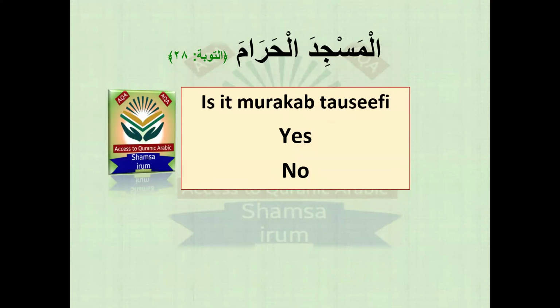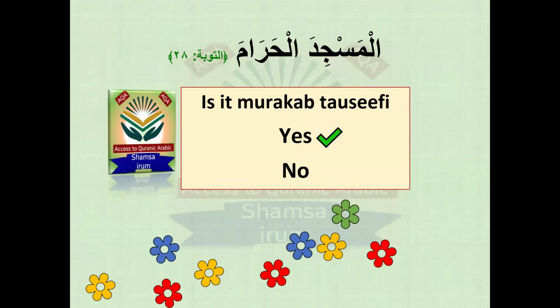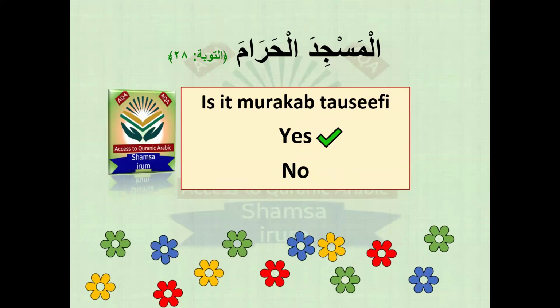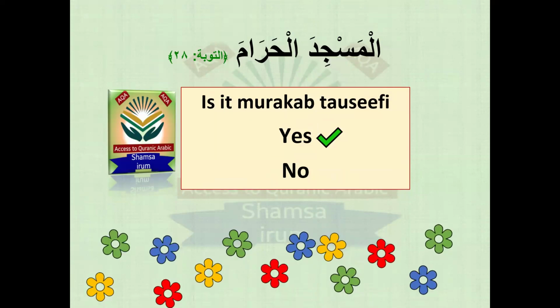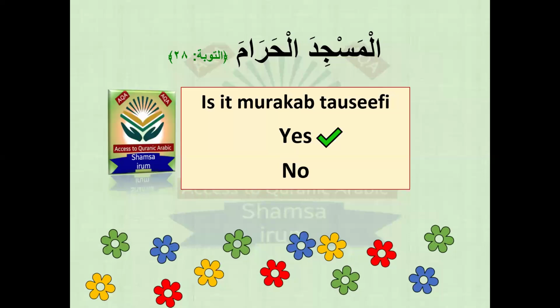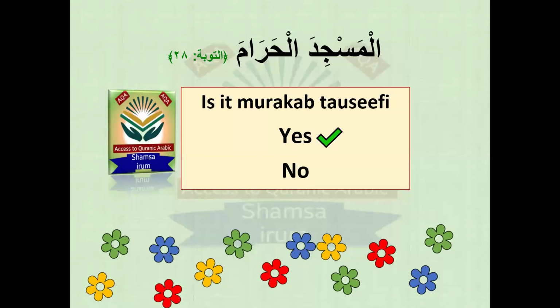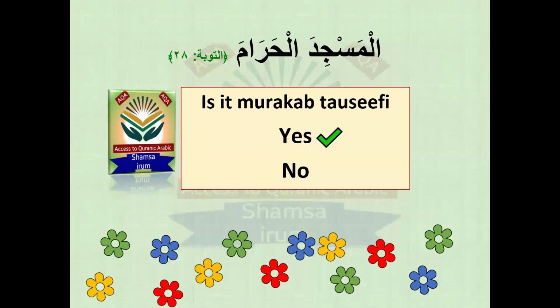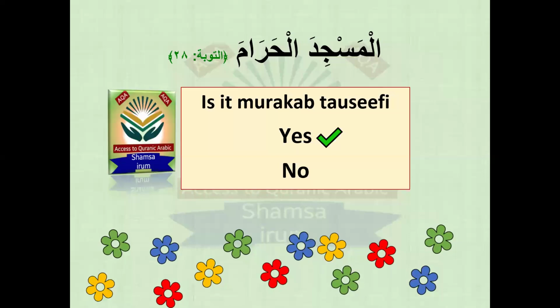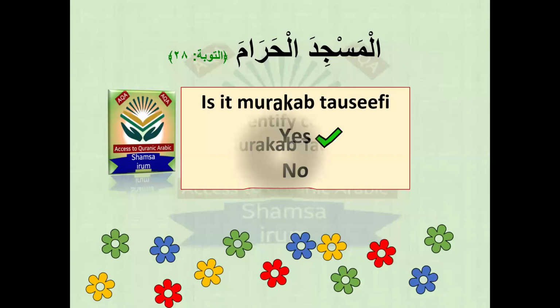You can pause the video. Yes, it is Murakab Tauseefi because it matches all four qualities. They both are definite, they both are mansub, they both are singular, and they both are masculine. Okay, all four qualities match with each other. Okay, next game.